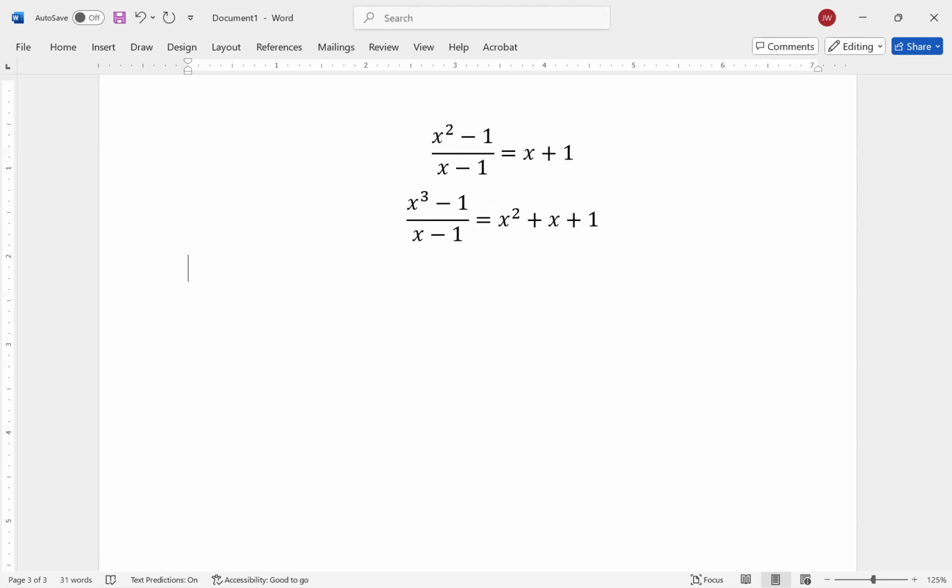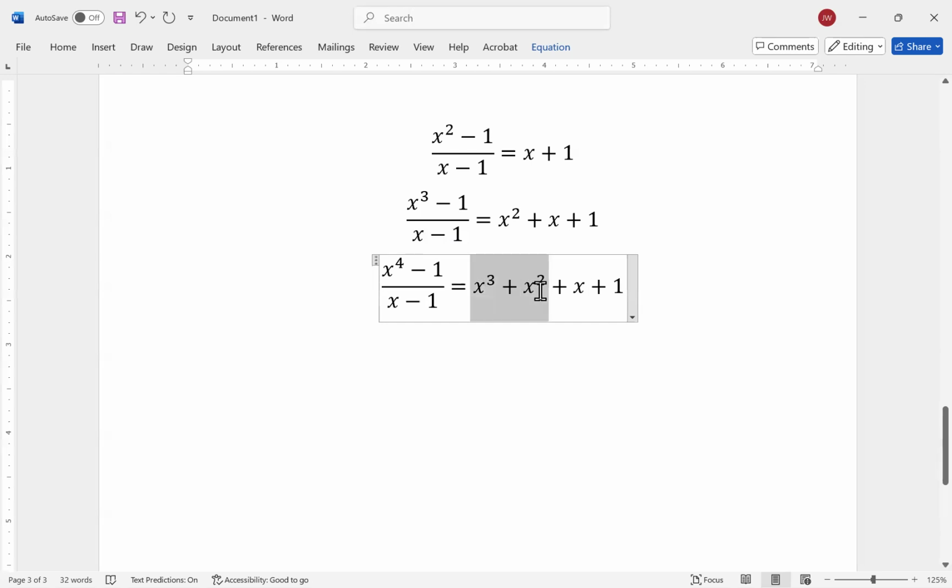And if I do the same thing, but I take x to the fourth minus 1 in my numerator, then what I end up with is x to the third plus x squared plus x plus 1. Notice what this is. This is a sum of x to the 0 plus x squared plus x to the third.